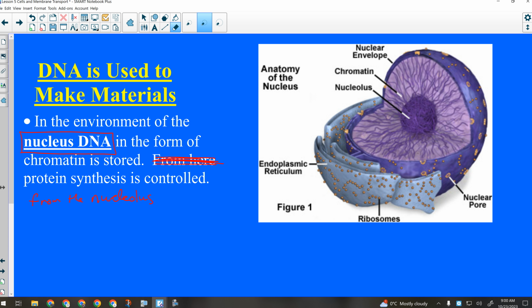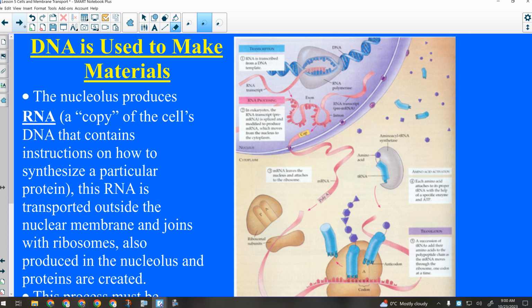So imagine the task of being able to know where the code for adrenaline is versus where the code for estrogen is in that DNA. Being able to get those two things, that's the job of the nucleolus. Find it, copy it, control protein synthesis. So the nucleus stores DNA, and the nucleolus produces copies of the DNA and controls protein synthesis.